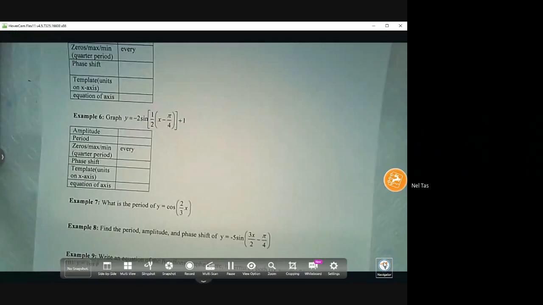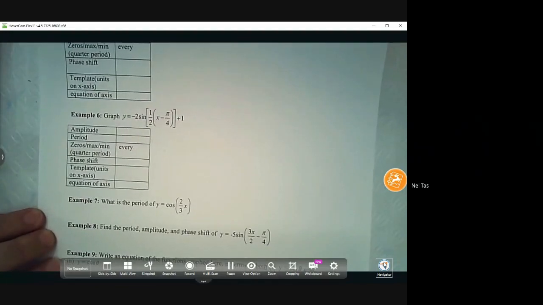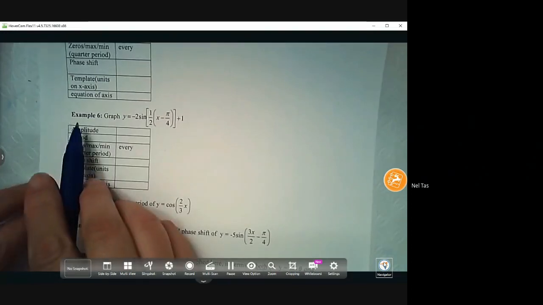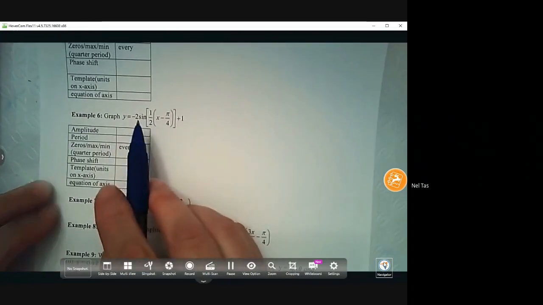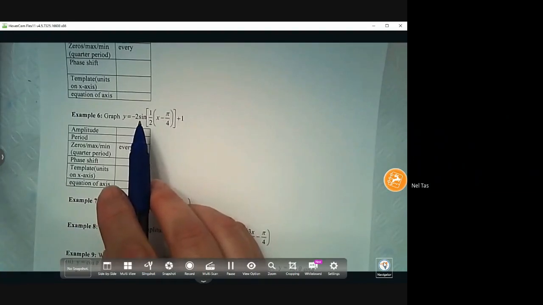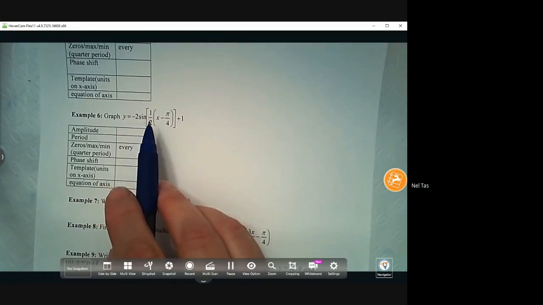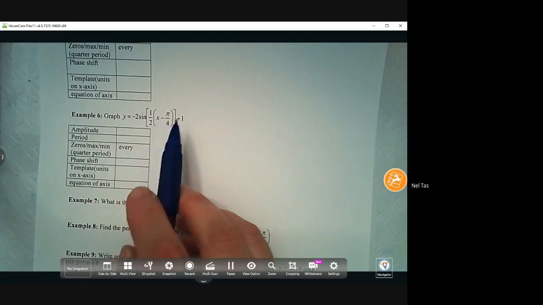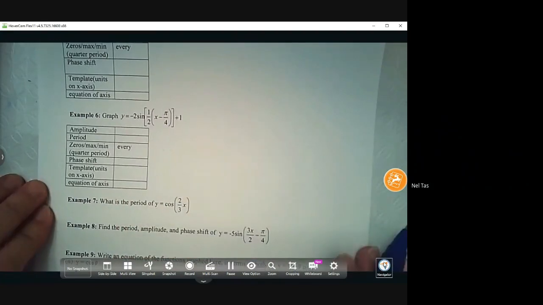Everyone, I will continue doing a few more examples about graphing trigonometric functions. So I am going to do example 6 now. y equals -2 sine of (1/2 x minus 4) plus 1. So we are going to sketch this graph.